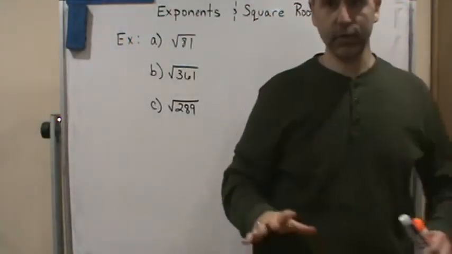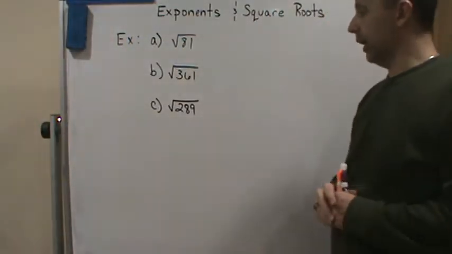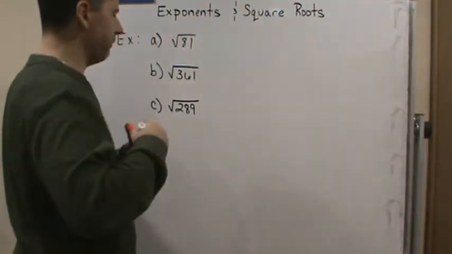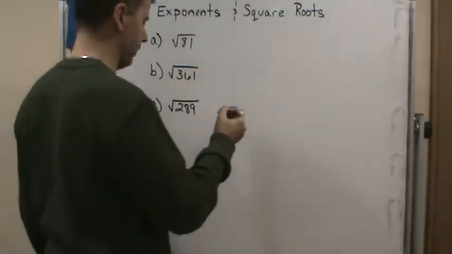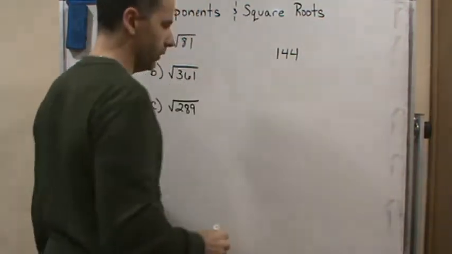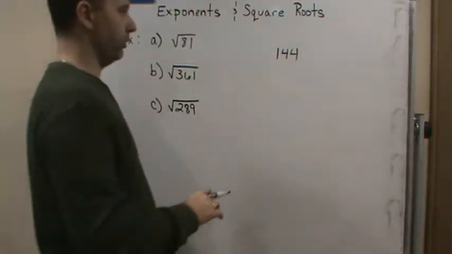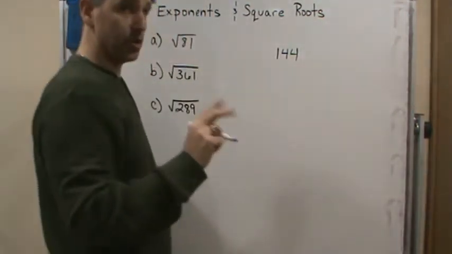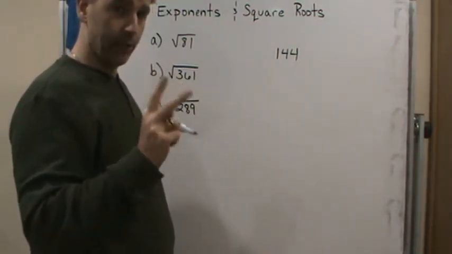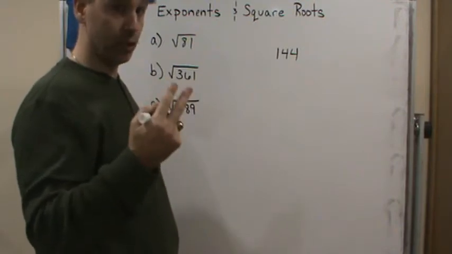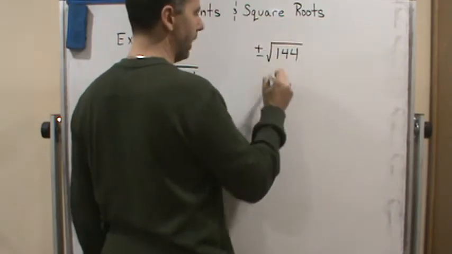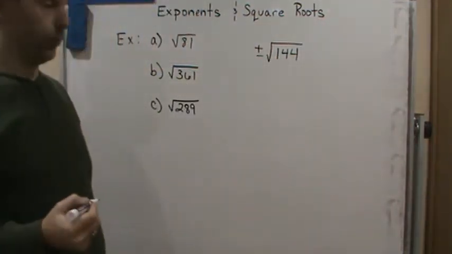Okay, so let's do a few examples here. Before I do that, there's a couple of things I want to make sure you understand. If I want to take the square root of a number, let's take one that we're familiar with, 144, okay? There are actually two square roots, okay? Every positive number will actually have two square roots, because when I take the square root, it's actually plus or minus the square root of 144.